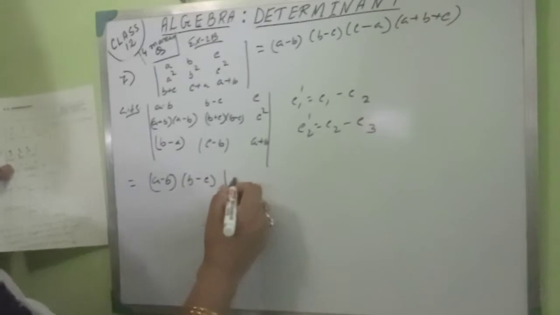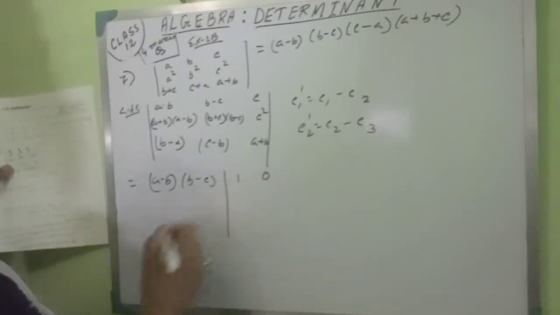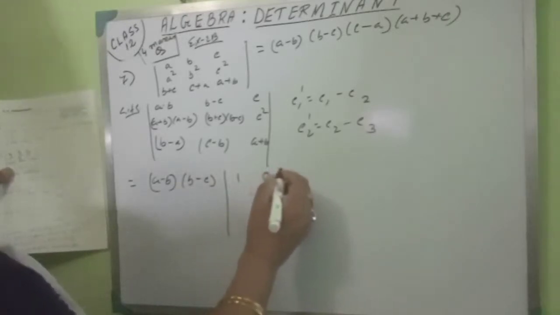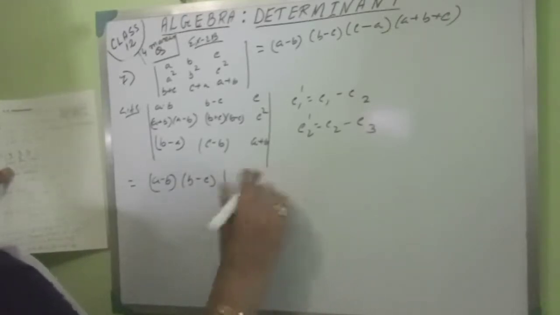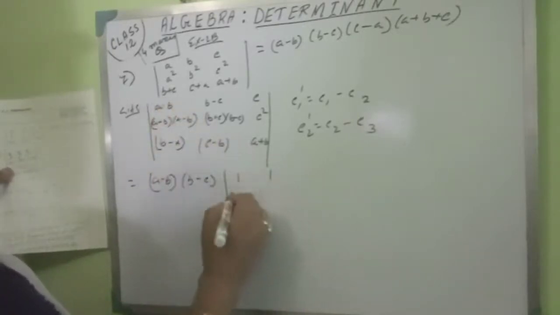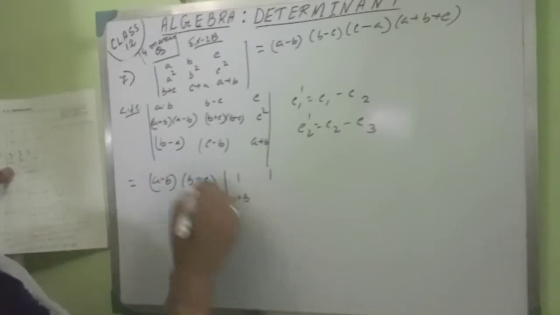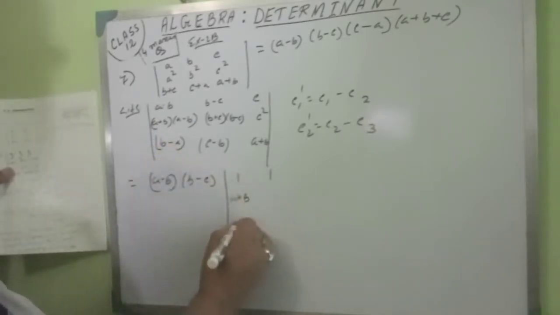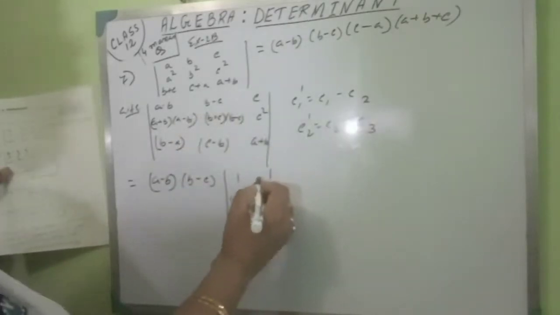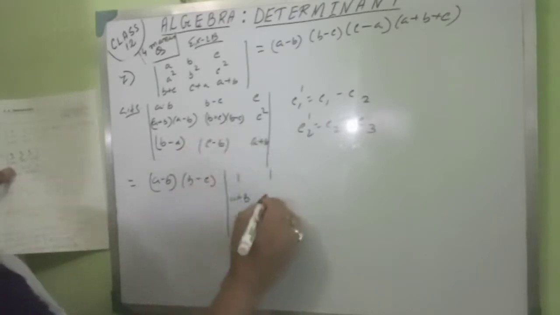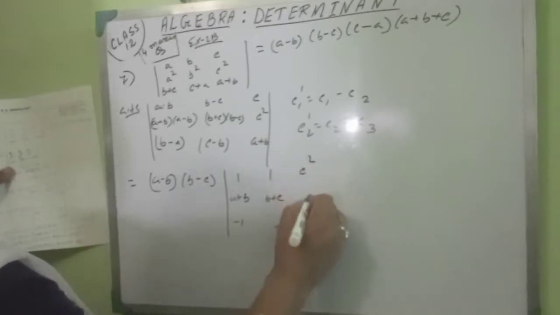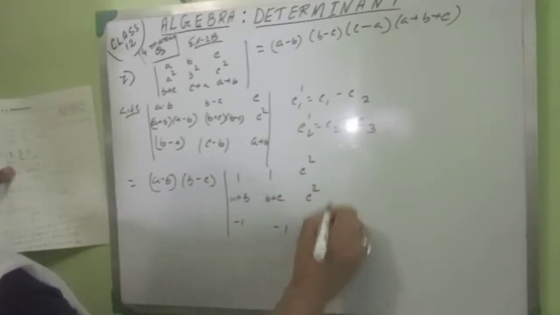So what we will get in the determinant? 1, 0, 1, A minus B, and A minus B from the first column. So 1, right here A plus B, and B minus C is there, so it will be minus 1. And from here B minus C taken out, so B minus C, this will be 1. Next it will be B plus C. Next it will be minus 1. It is C, C square, A plus B.